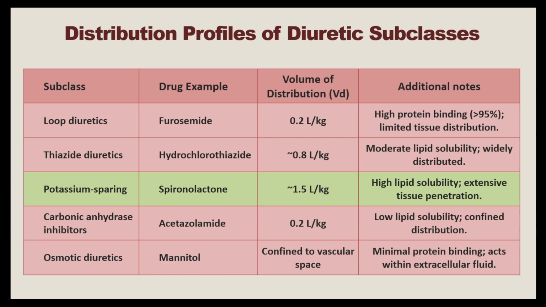Potassium-sparing agents like spironolactone exhibit high lipid solubility, facilitating tissue penetration. Carbonic anhydrase inhibitors have a small volume of distribution, of approximately 0.2 liters per kg, reflecting limited tissue binding. Osmotic diuretics like mannitol are confined to the vascular compartment.